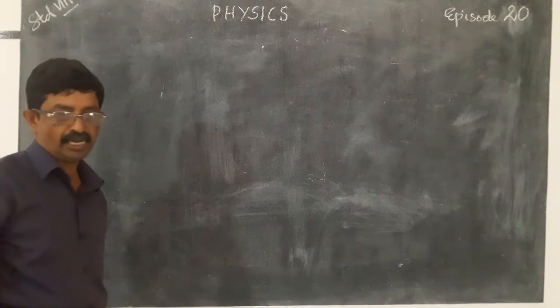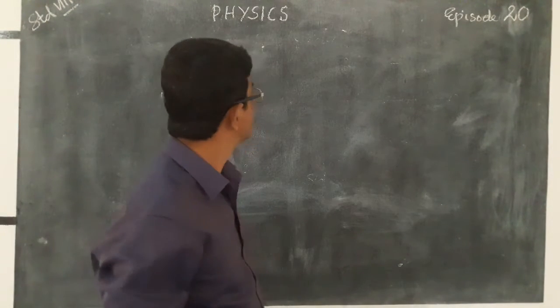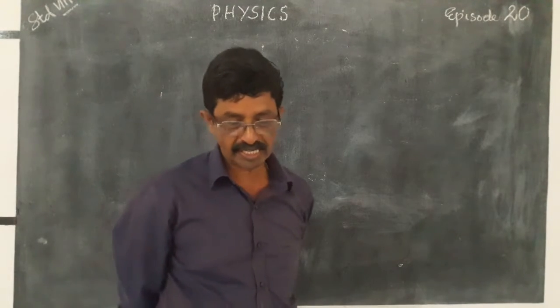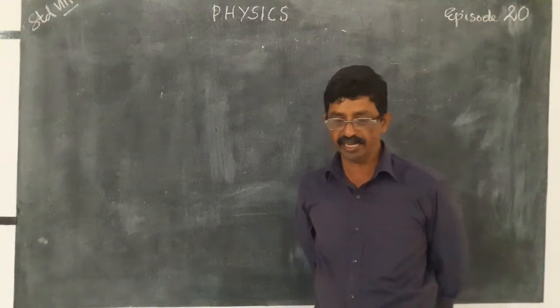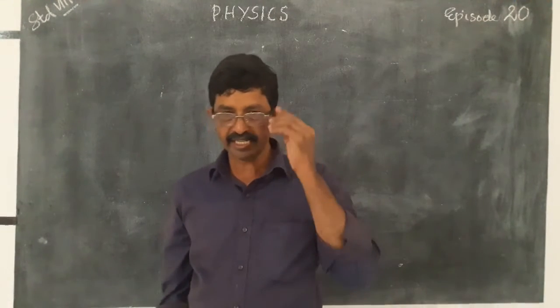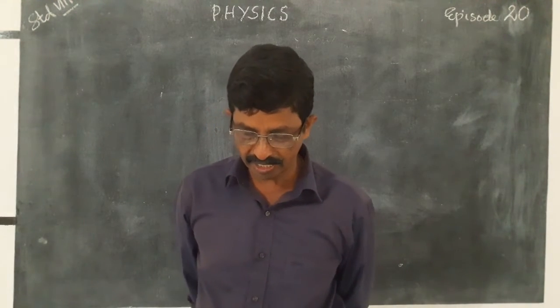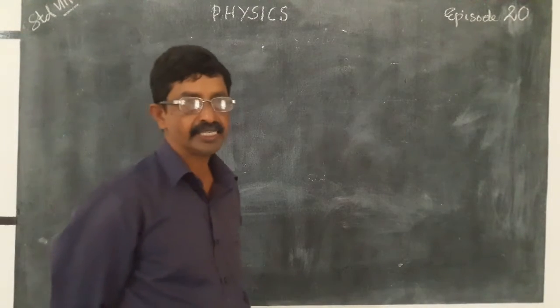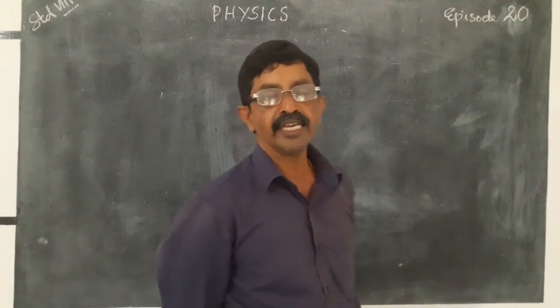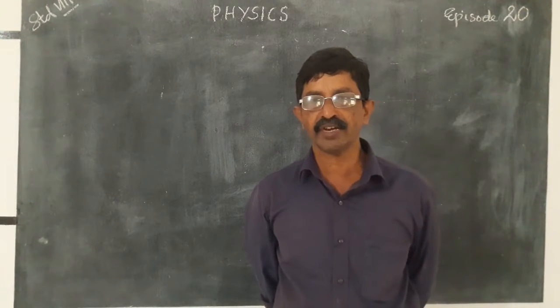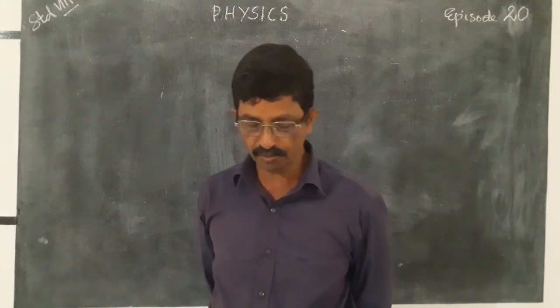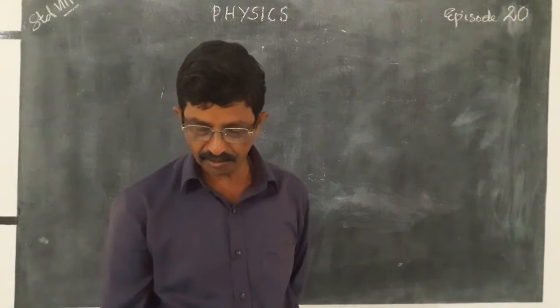In our previous class we discussed different properties of light. What are the things you want to remember about light? Light can reflect, refract, interfere, and has so many other properties.